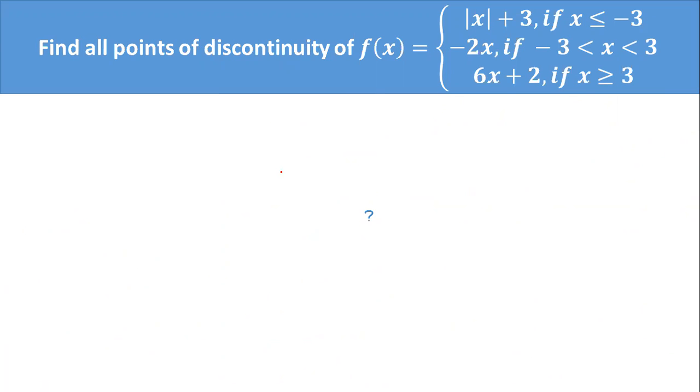To begin with, case 1. What is case 1, students? If x is equal to c, that is less than minus 3, then what is f of c? Which definition do we have to use if c is less than minus 3?